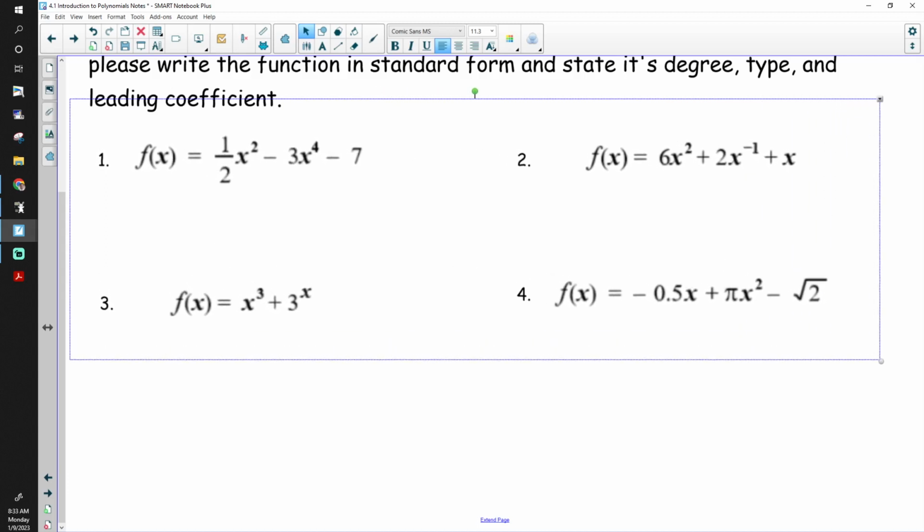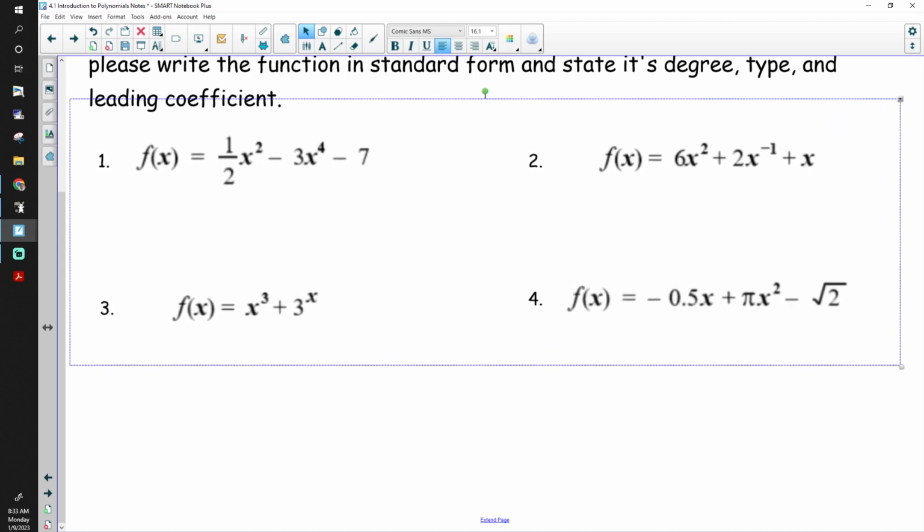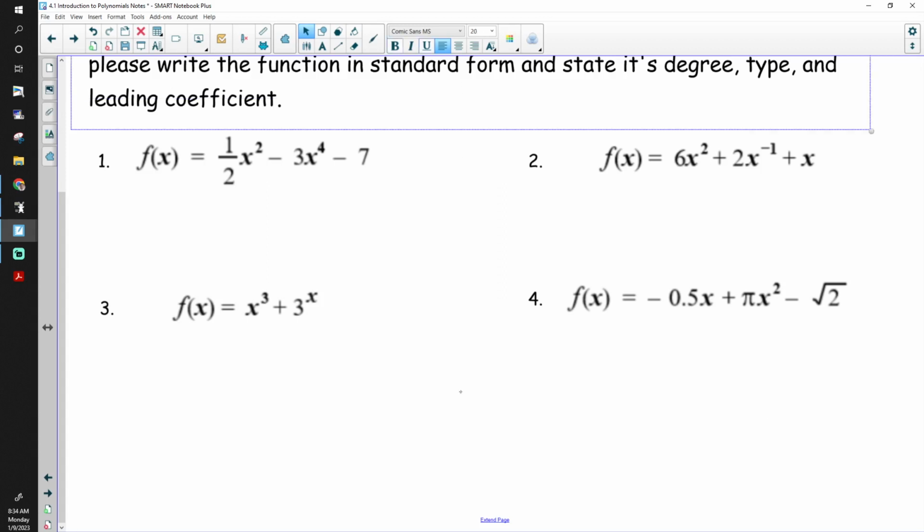Okay, so we're going to write each of these first in standard form before we do anything else. If I look at number 1, is it in standard form? No. Well, remember, what does it mean to be in standard form? Exponents are from largest to smallest. And what is our largest exponent in number 1? 4. So that term needs to go first.